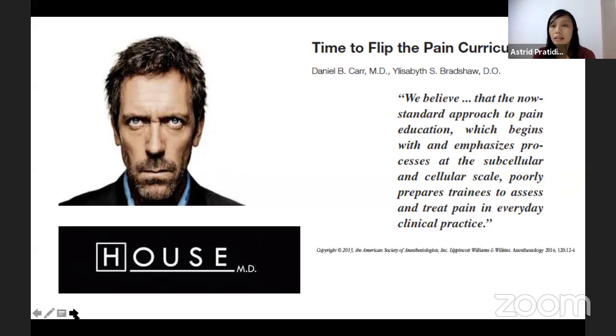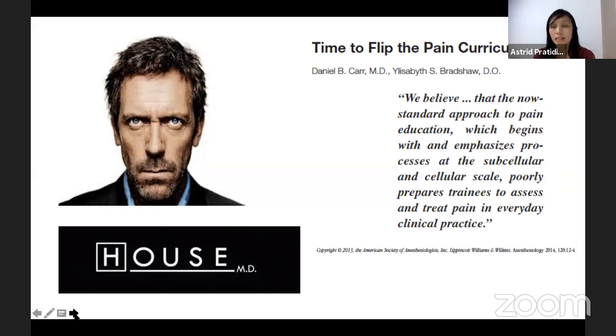An article in Anesthesiology Journal called Time to Flip the Pain Curriculum said that if we emphasize the education of pain from the cellular stage or subcellular, it seems that it does not prepare our trainees enough to take care of our chronic pain patients. And we have to make another approach.